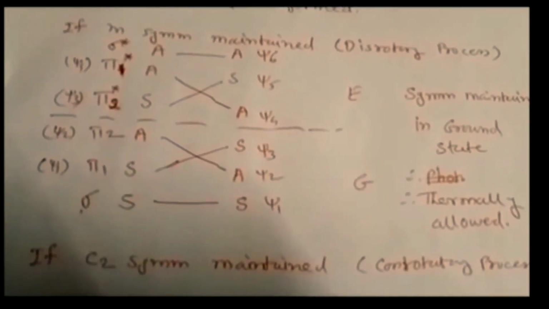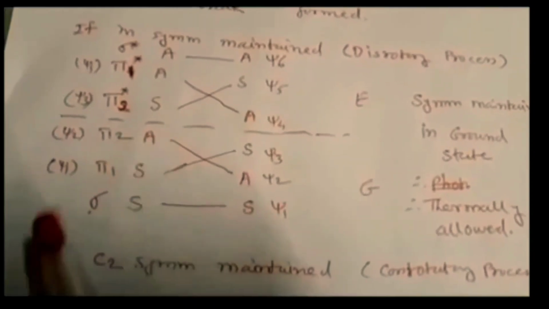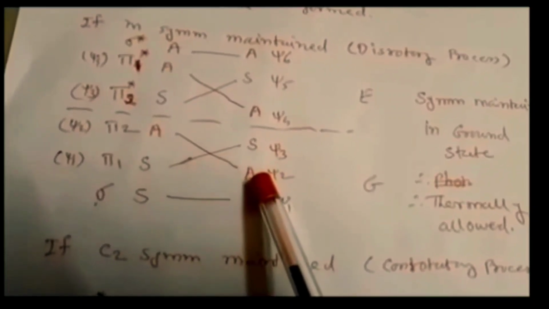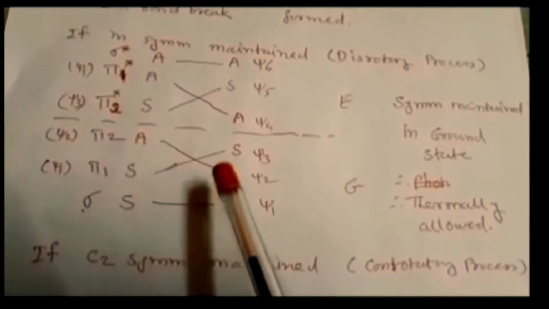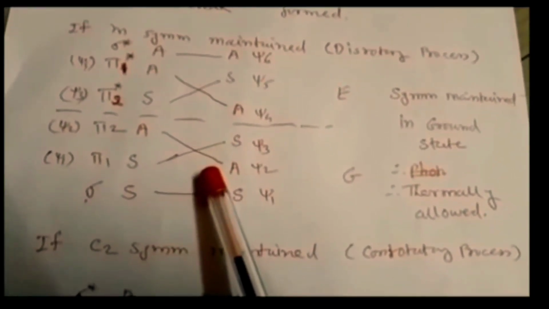Now if I wish to match symmetry in the excited state, then see what happens. This is symmetric, symmetric, asymmetric, asymmetric. Though these two match, these two are also matched, but this matching is not possible, symmetric with symmetric. That means the only possibility is that symmetry matches in the ground state, and that's why this reaction is a thermally allowed reaction.